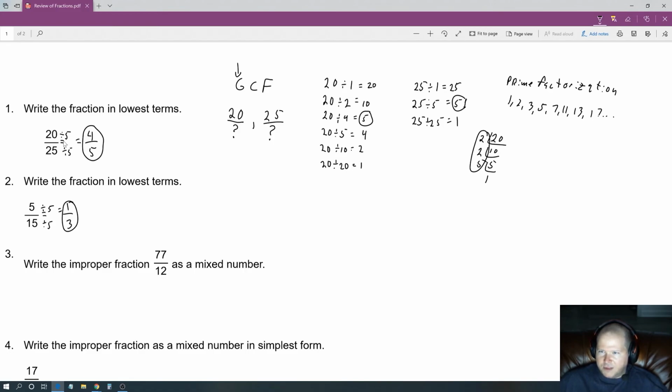Okay, now we do the same thing with the 25. Can we divide it by 2? No. Can we divide it by 3? No. Can we divide it by 5? Yes. So we divide 25 by 5, and we get 5.